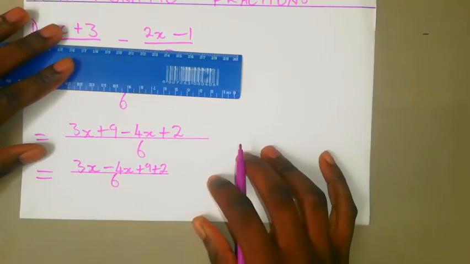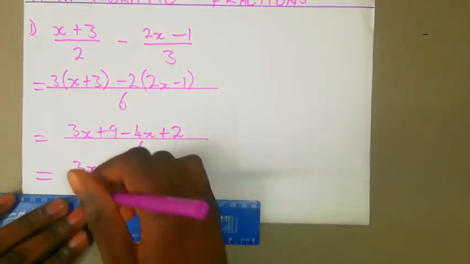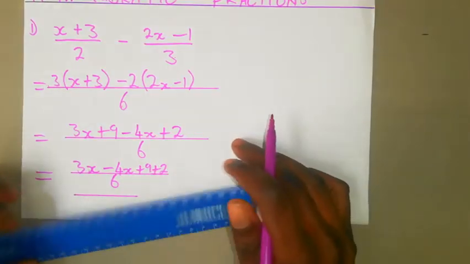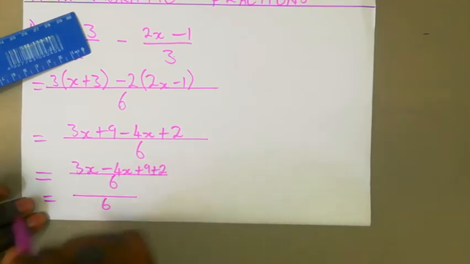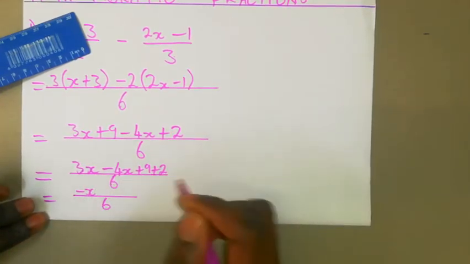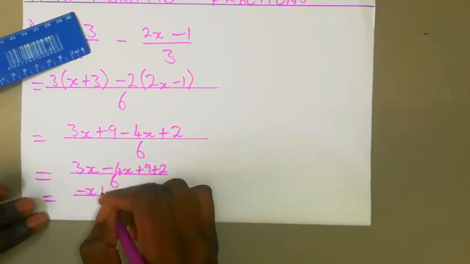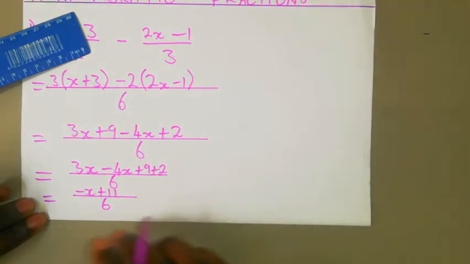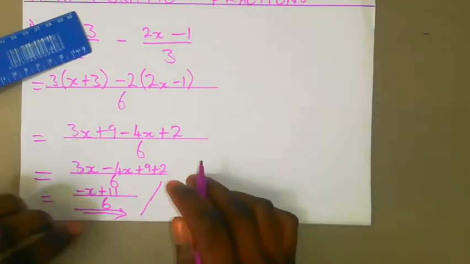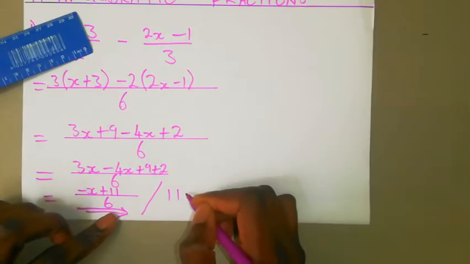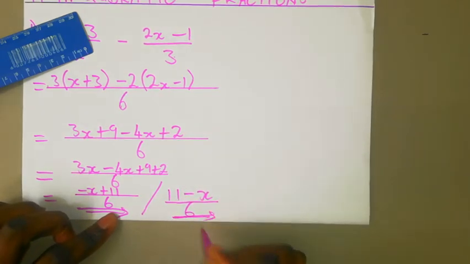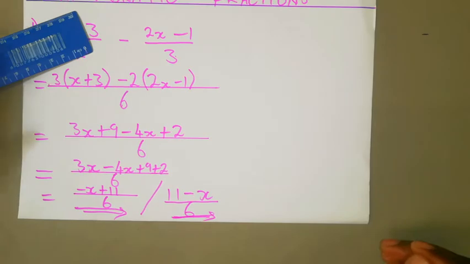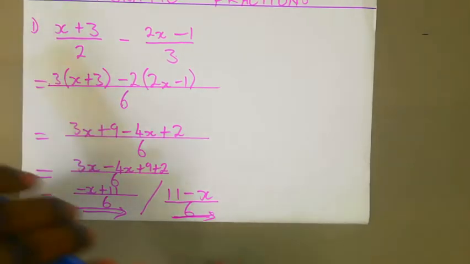Then I'm moving on to my final answer. My final answer is equal to all over 6. 3x minus 4x, that's negative x. Then 9 plus 2, that's 11. Then you can either leave your answer as this or rearrange it to 11 minus x all over 6. Either of the two is your answer. There is no specific rule.